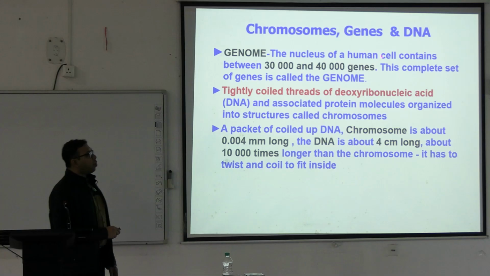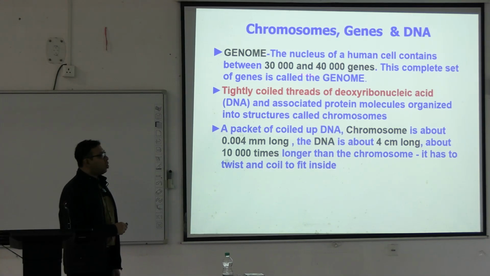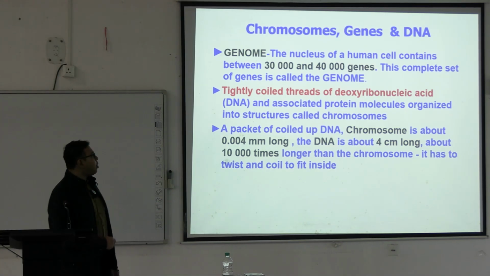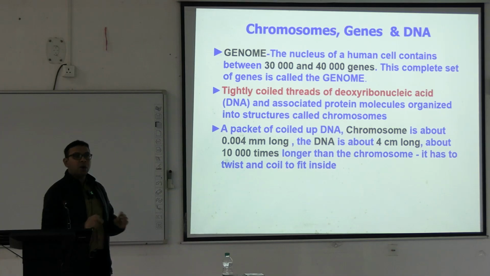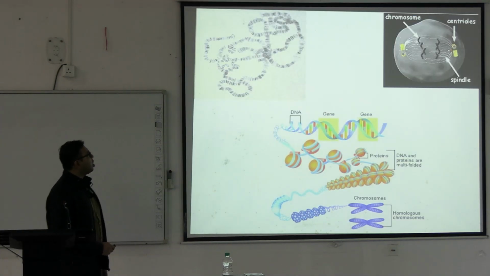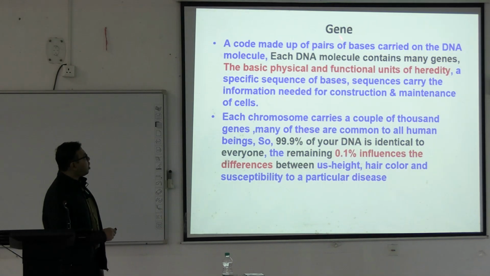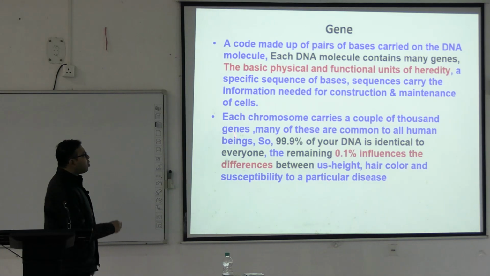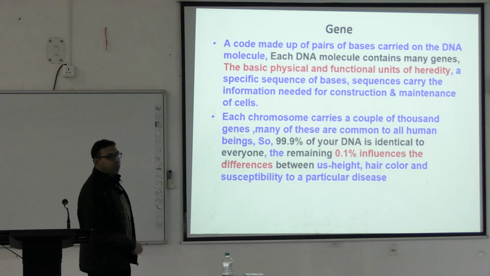So you know about the chromosome, genes and DNA. We are not going into the details. You have already read in biochemistry what genes, genome and genetic sequencing are. So these are the genes. You know this is the chromosome, centromere, spindle, and what the different types of genes are, and you know that each chromosome carries a couple of thousand genes.